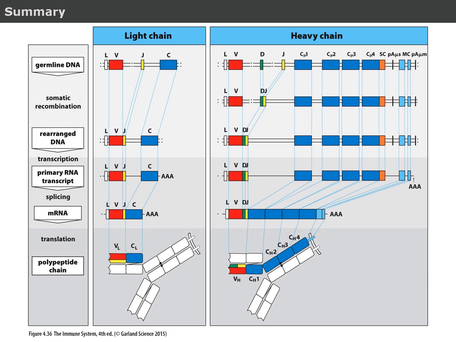This figure summarizes the sequential steps in the generation of antibody molecules, showing both the light chain and the heavy chain pathways. On the left, we see the process for the light chain. It begins with germline deoxyribonucleic acid, where multiple variable, joining, and constant gene segments are present. Through somatic recombination, one variable and one joining segment are selected and joined, forming the rearranged deoxyribonucleic acid.